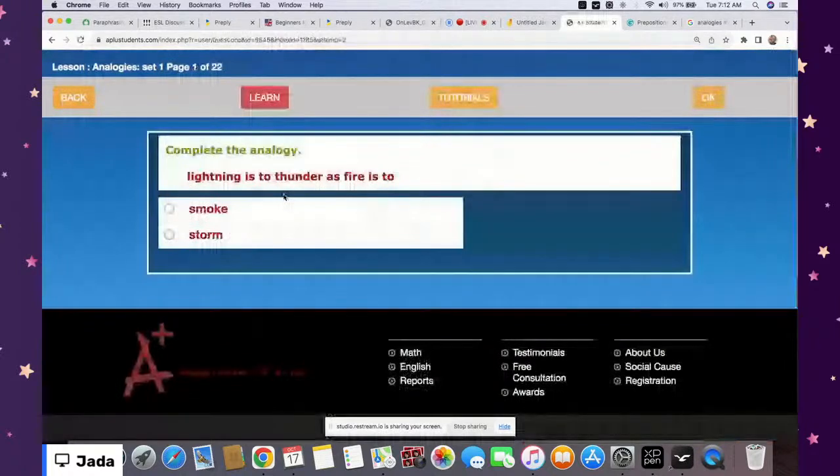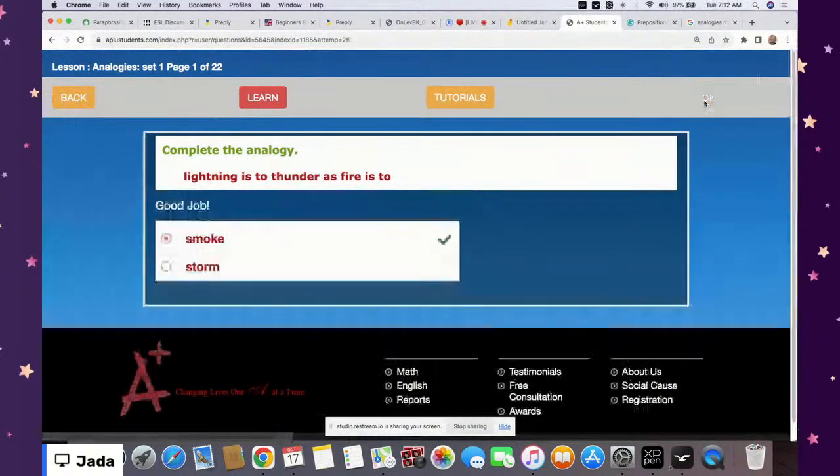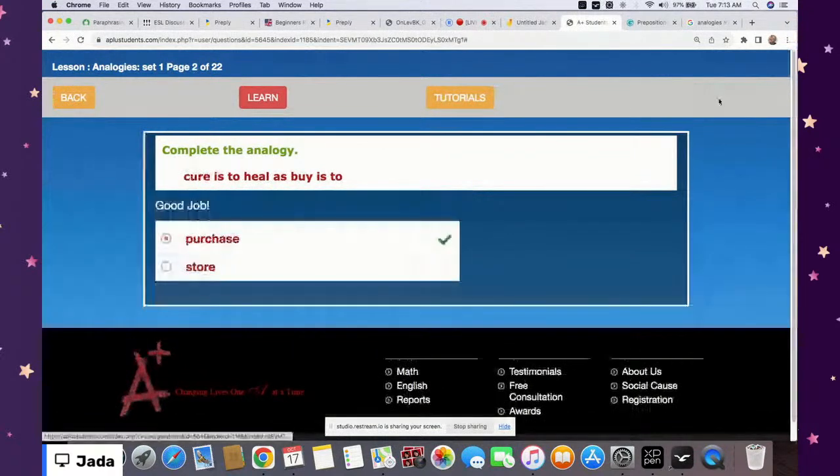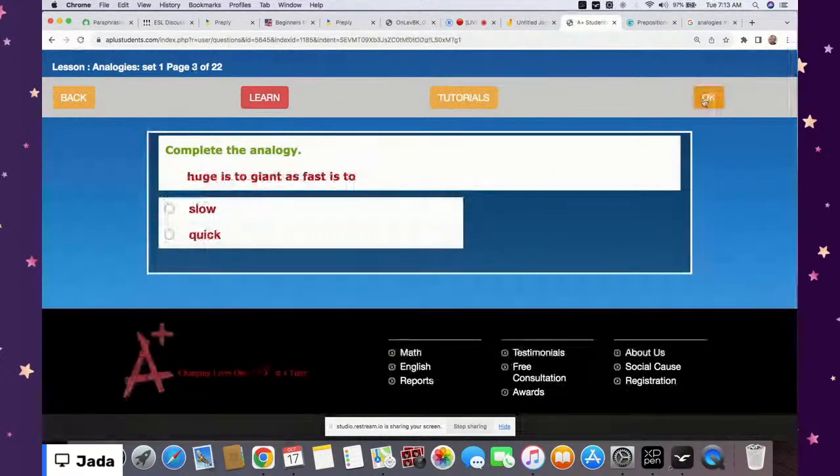So we have lightning is to thunder as fire is to what? Fire actually causes what? Smoke. So you're going to say that lightning is to thunder as fire is to smoke. Next, heal is to cure as buy is to purchase. So we had this one in the tutorial. So purchase. Huge is to giant as fast is to what? So huge, giant. Fast is what? Quick. Okay. So we're going to say fast is to quick.